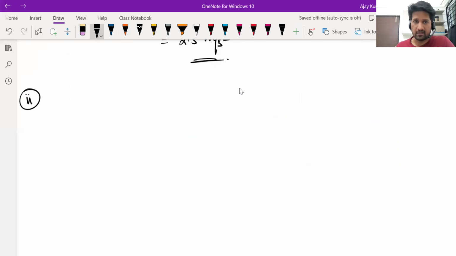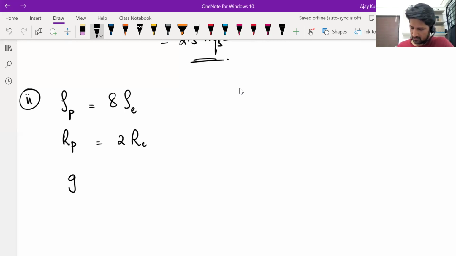Suppose there's another planet whose density, denoted by the symbol rho, is 8 times the density of Earth. And the radius of the other planet is twice the radius of Earth. Find out gravity on the surface of that planet. Again, consider gravity on the surface of Earth as 10 meters per second square.